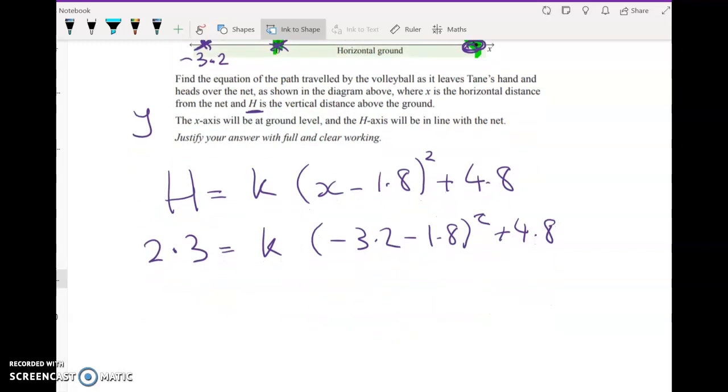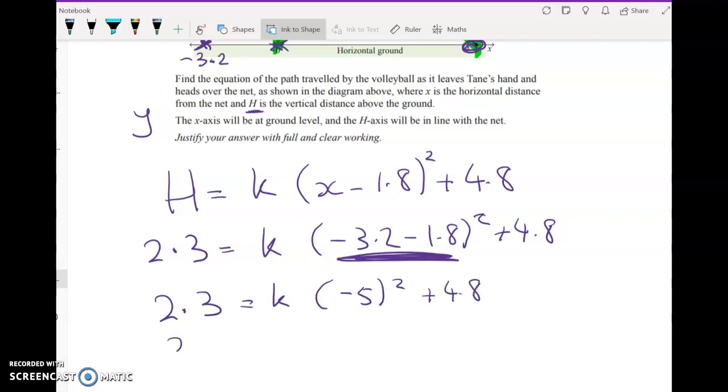Right, now I'm going to do this slower than some of you probably want me to if you're just hanging in here for the excellence bit, because there are a few things that can go wrong in here, and the main one is when I'm squaring a negative number. So we've got 2.3 is equal to k times negative 5 squared plus 4.8. 2.3 is equal to 25, whoops, I'll just turn off the ink-to-shape in OneNote. So 25k plus 4.8.